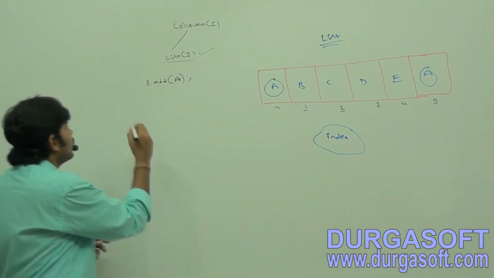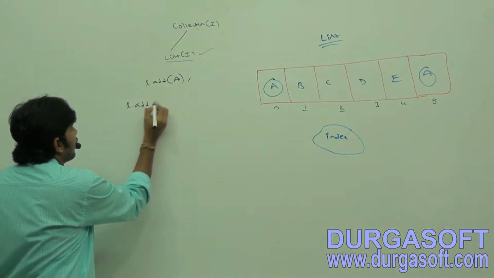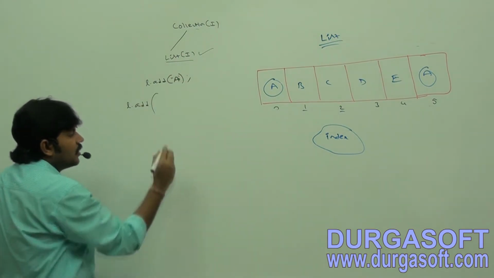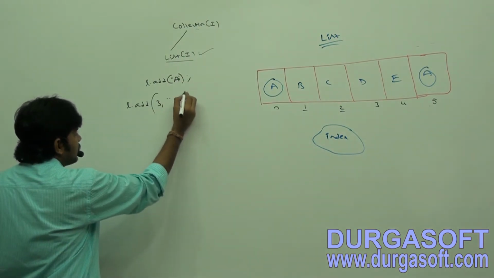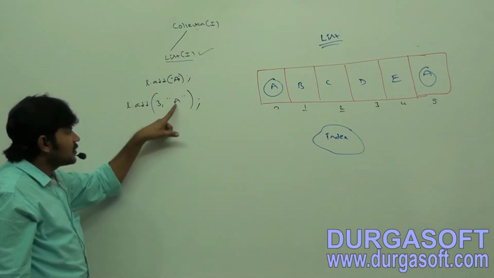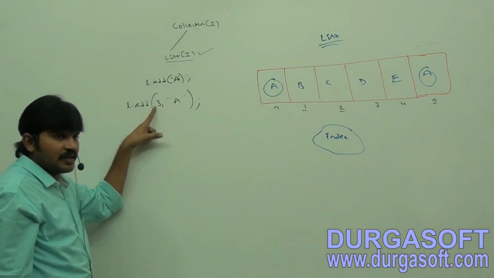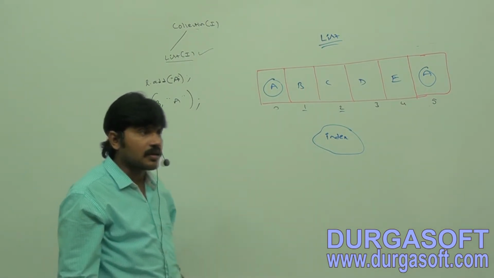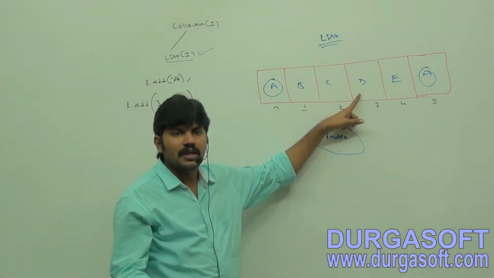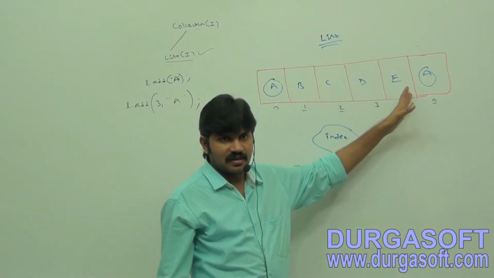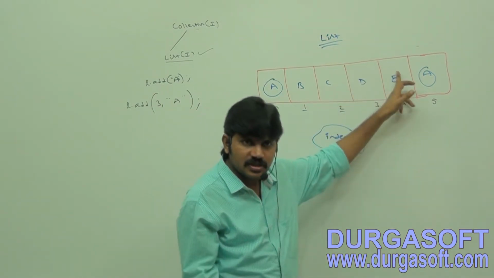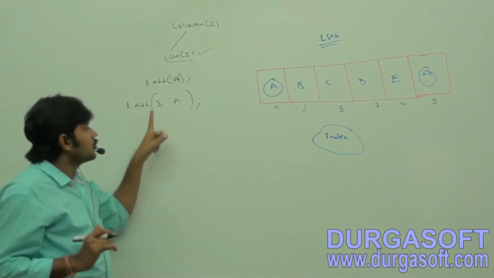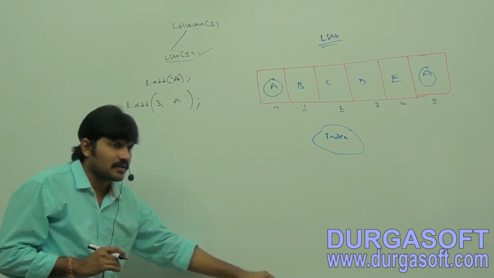Then what can I do? l.add of, if you want this A at the third index, can you please add this A at the third index? At the third index this A will automatically be added. Then immediately you ask, sir, at the third index one object is already there, what will happen? Simple, that object will move to the next cell, and in the third place this object will by default be placed. So this is l.add.